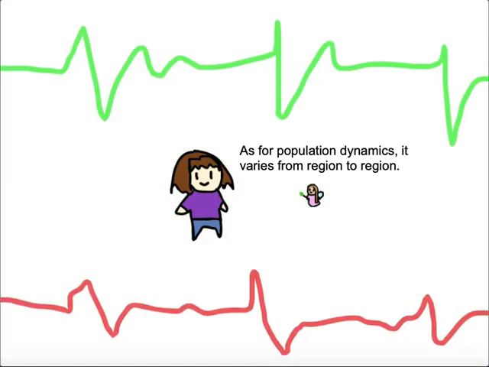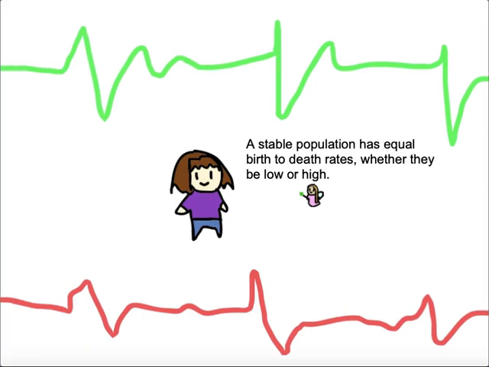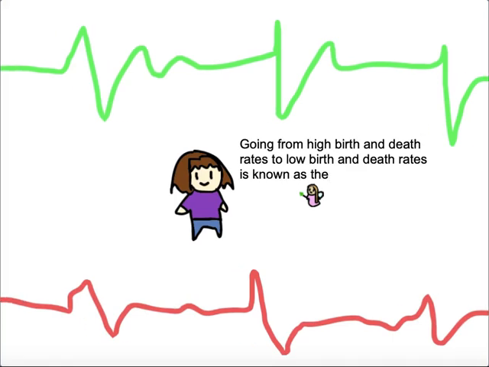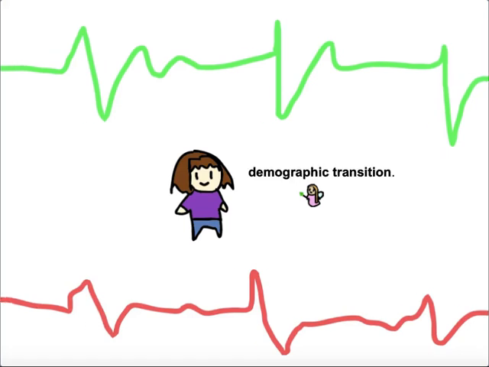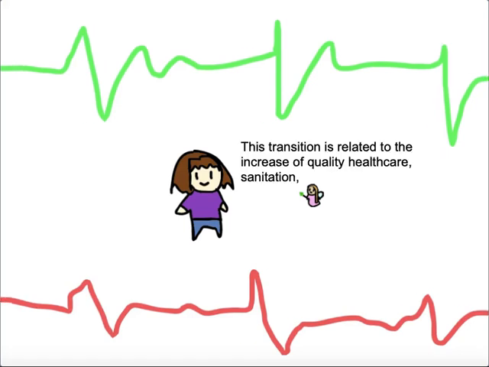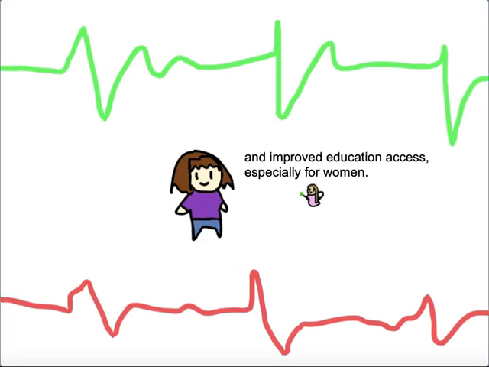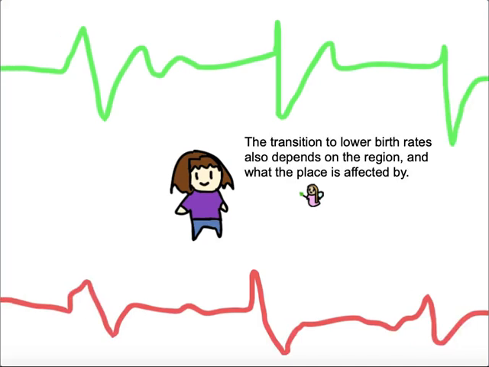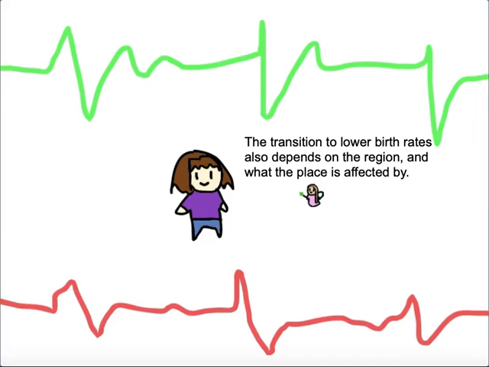As for population dynamics, it varies from region to region. A stable population has equal birth to death rates, whether they be low or high. Going from high birth and death rates to low birth and death rates is known as the demographic transition. This transition is related to the increase of quality health care, sanitation, and improved education access, especially for women. The transition to lower birth rates also depends on the region, and what the place is affected by.